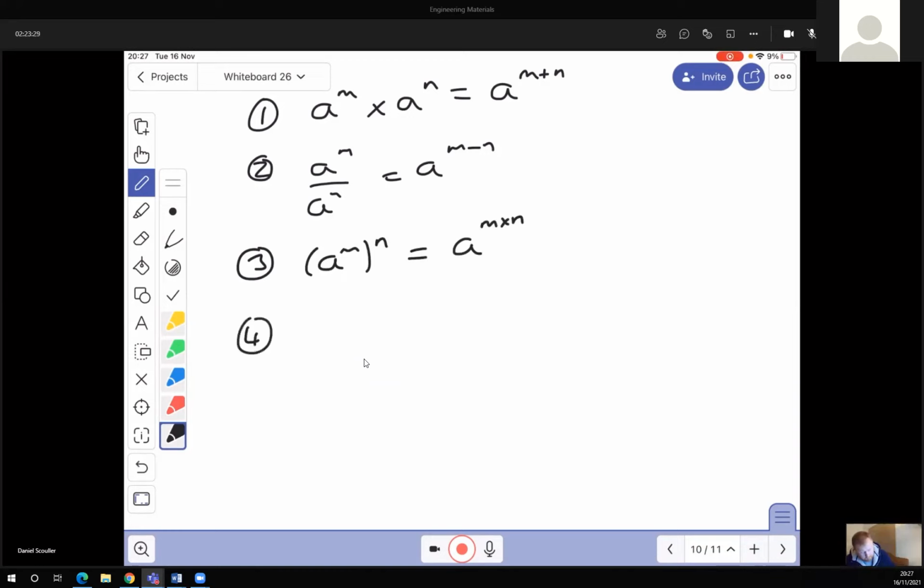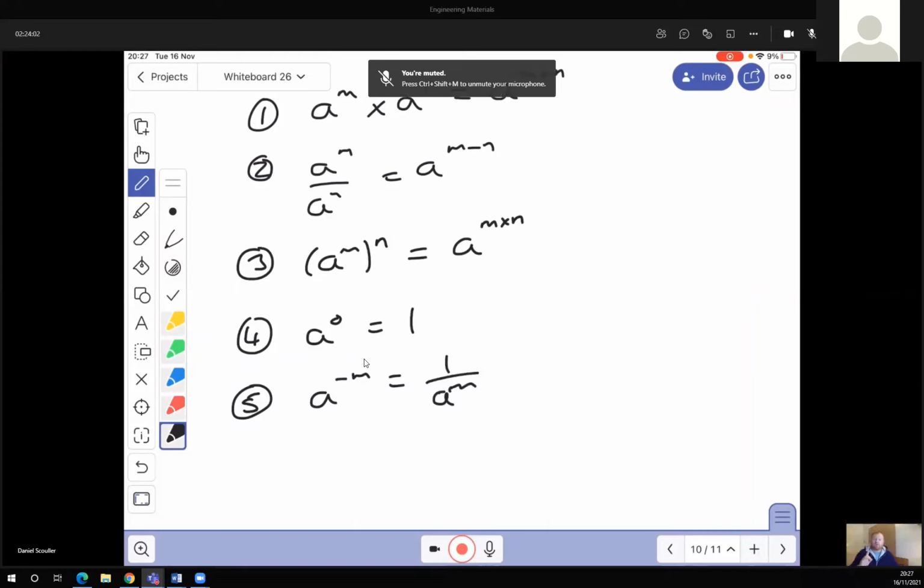Rule 4 was when the power was 0. So anything to the power of 0 just becomes the number 1. Rule 5 was a to the negative m, and we write that as that. So that's really the 5 powers that we require to then go into the larger fractions where we have quite a lot of terms in the top or the bottom and simplify them out.